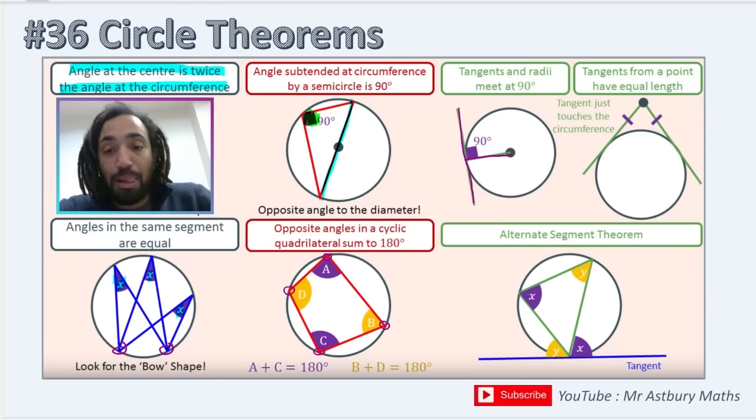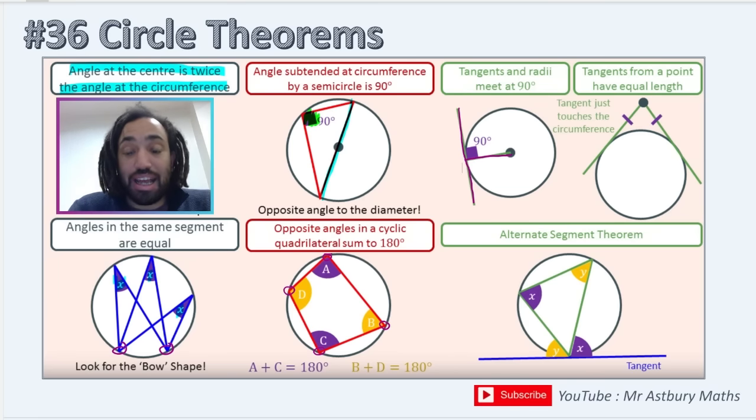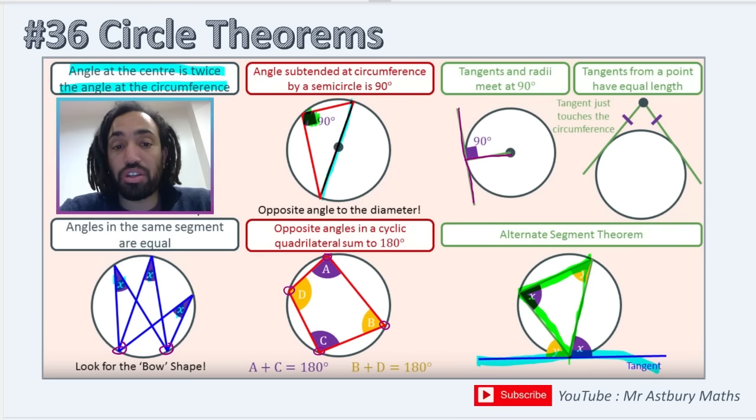And then finally, we have the alternate segment theorem, and that is when we have a tangent that comes across like this, and we have a triangle which touches the tangent and then also touches the circle up there. Then the purple angles are the same and the yellow angles there are the same.